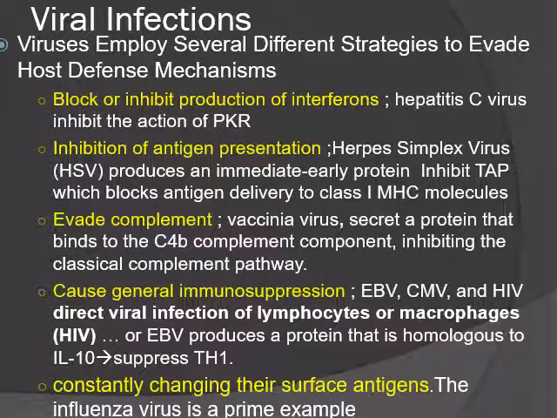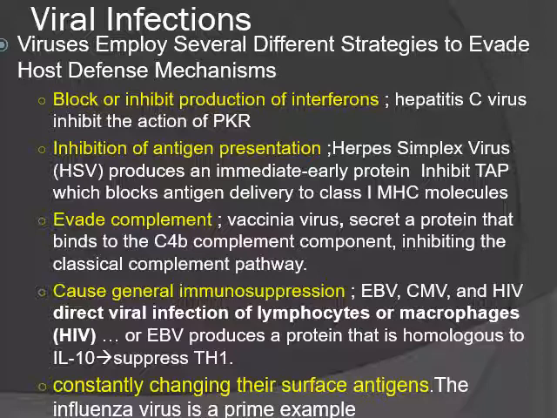Some viruses have developed strategies to evade the action of interferons alpha and beta. An example is hepatitis C virus, which overcomes the antiviral effect of interferons by blocking or inhibiting the action of PKR, which we mentioned in previous slides, a protein kinase essential for signal transduction.